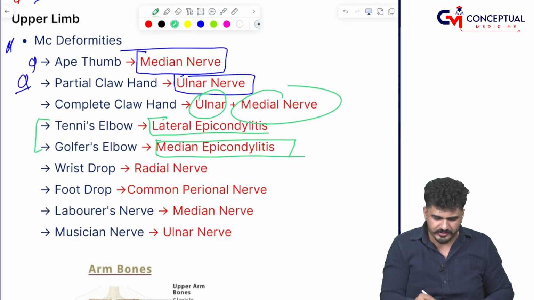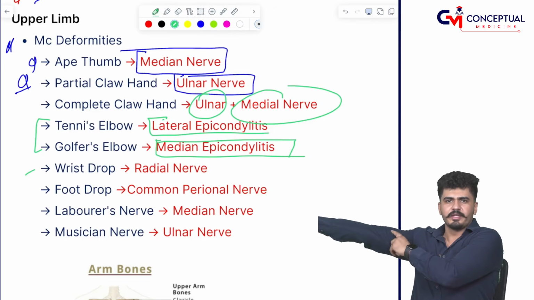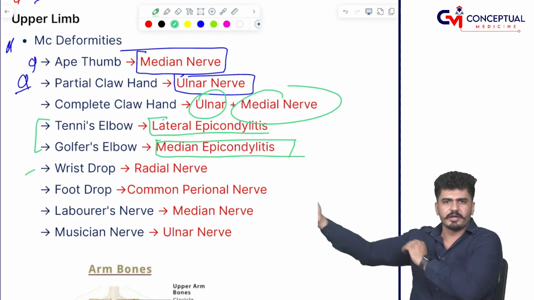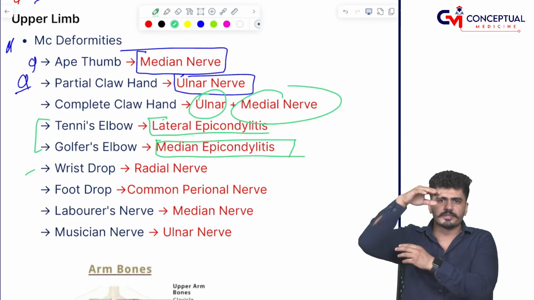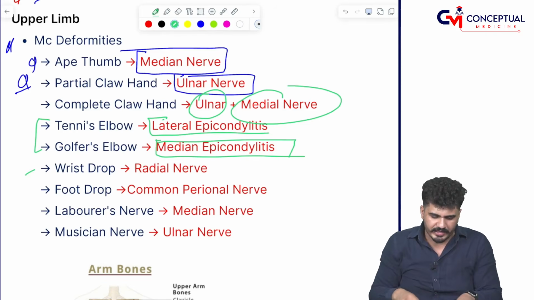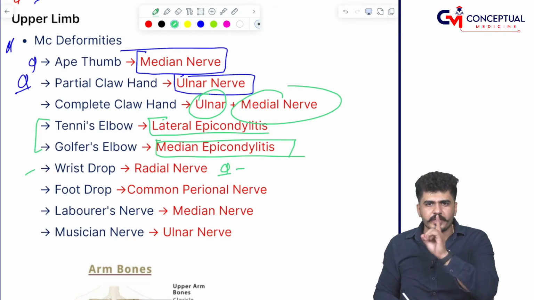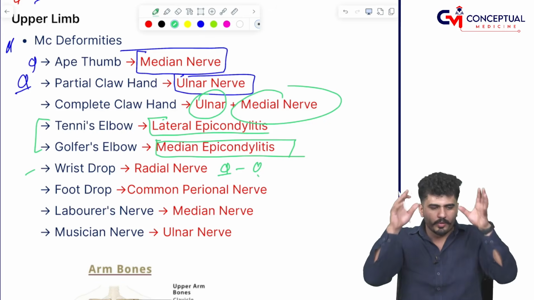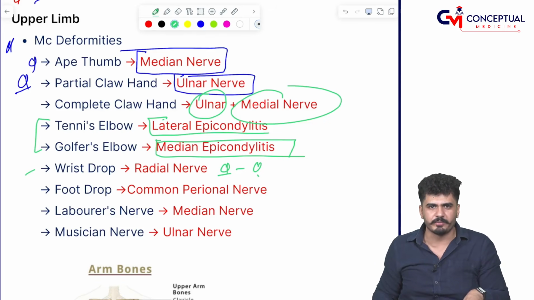Now my dear friends, wrist drop. Whenever there is an injury to the shaft of the humerus, which nerve is going from here? The radial nerve is going from here, and when the radial nerve is damaged, your hand will be like this. Now can I ask you an extra question from orthopedics? If there is a wrist drop, which splint are we going to ask our patient to wear?